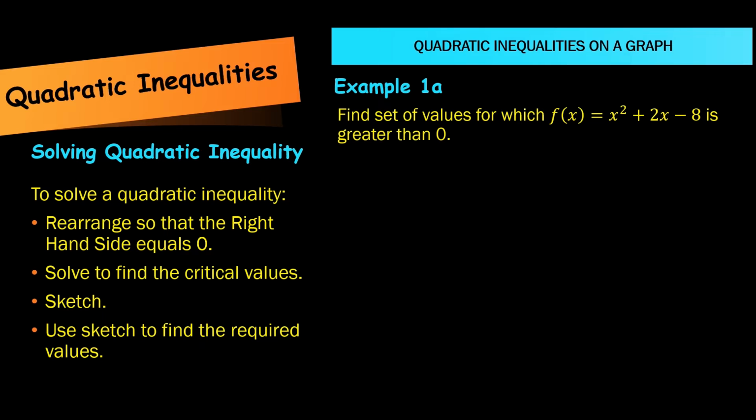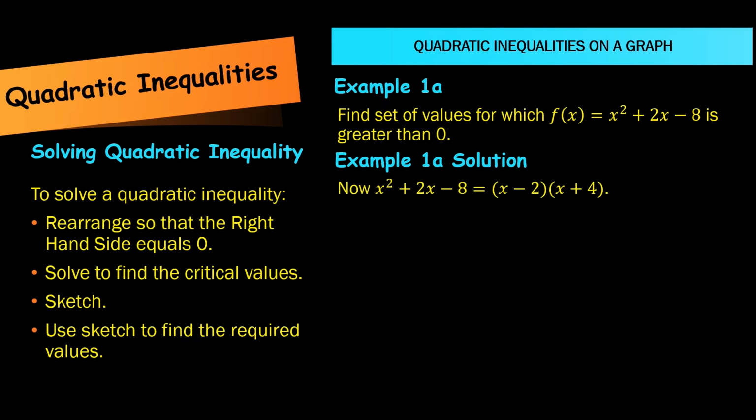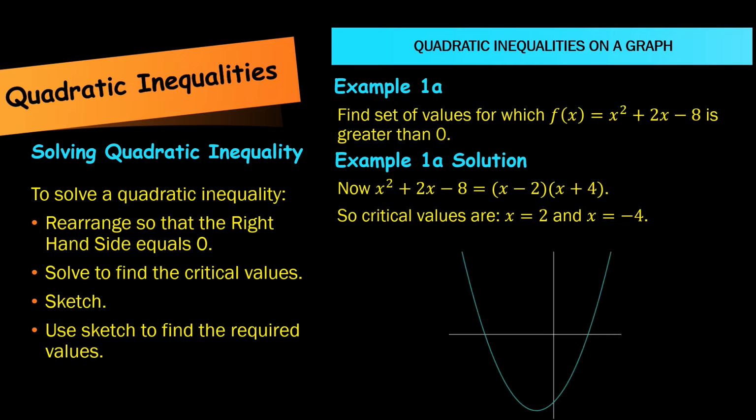So let's solve example 1a. Find the set of values for which f of x equals x squared plus 2x minus 8 is greater than 0. Now if we factorize x squared plus 2x minus 8, we get x minus 2 times x plus 4. So the critical values are x equals 2 and x equals minus 4, because this is when the equation equals 0. So the critical values are as shown on your diagram.